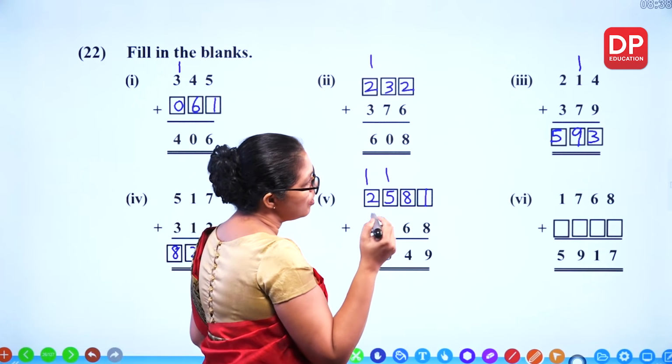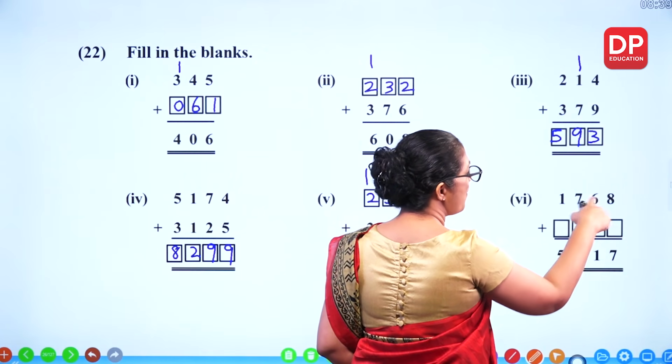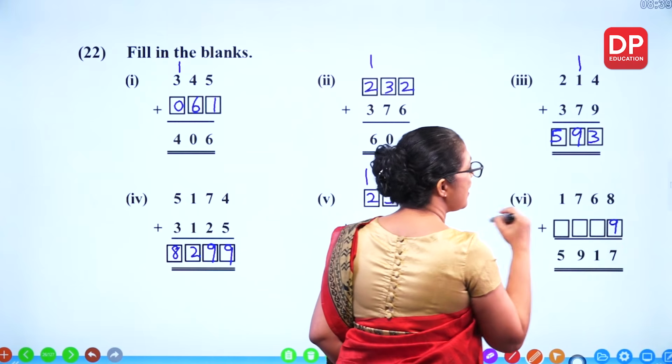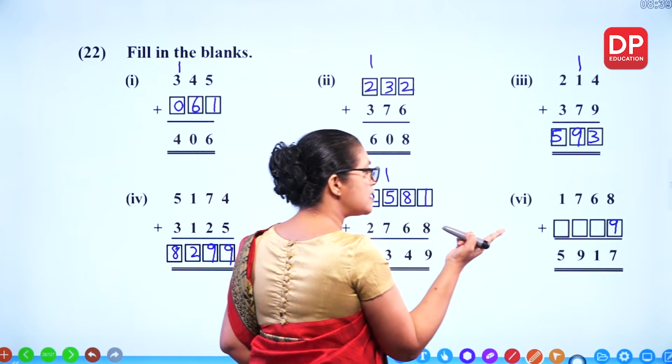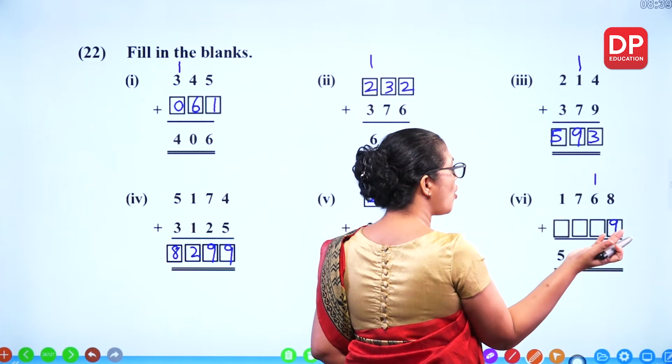Here you got 7 as the answer. So how do you get 7 from 8? You have to add 9. So that's 17. So you are taking 1 there. So 6 plus 1, 7 is already there.